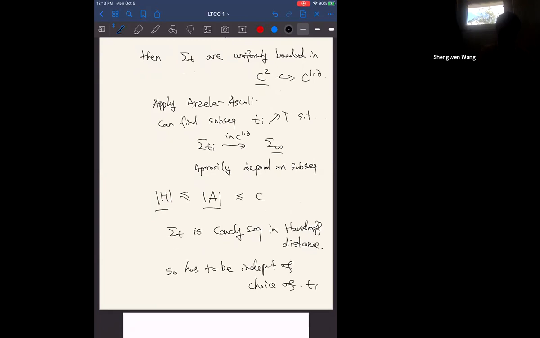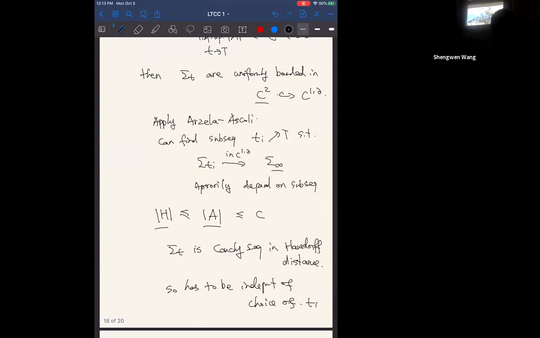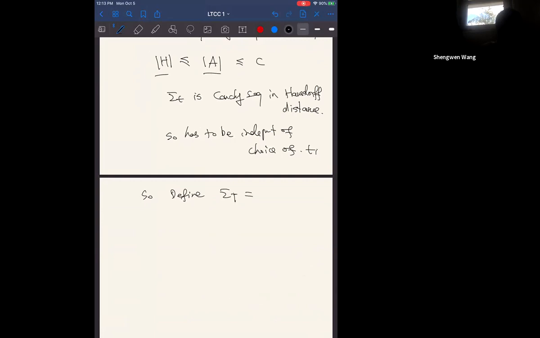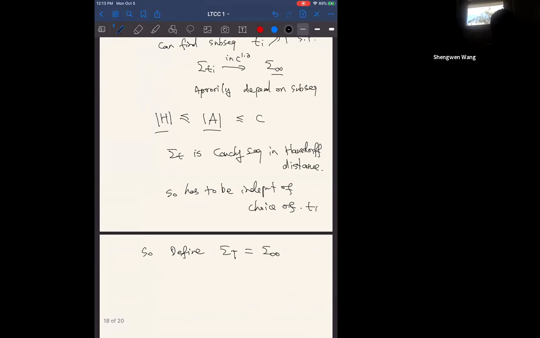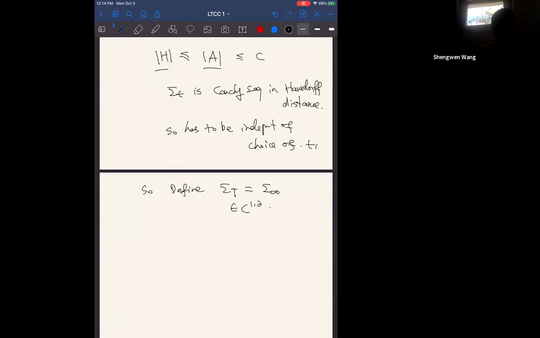So you can now define Sigma_T. Originally, capital T is a priori the assumption that you develop a singularity as small t tends to capital T. Now it's independent of the subsequence, so you just define it to be Sigma_infinity, independent of the subsequence. And this is in C1 alpha, and C1 alpha, of course, is Lipschitz. So one can then apply the local well-posedness theorem.